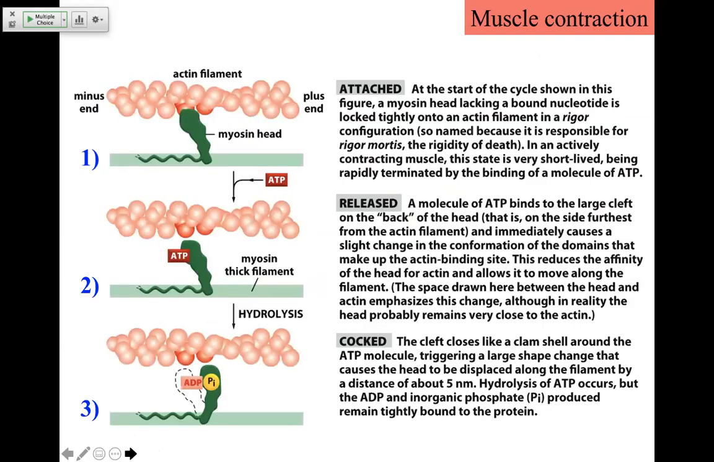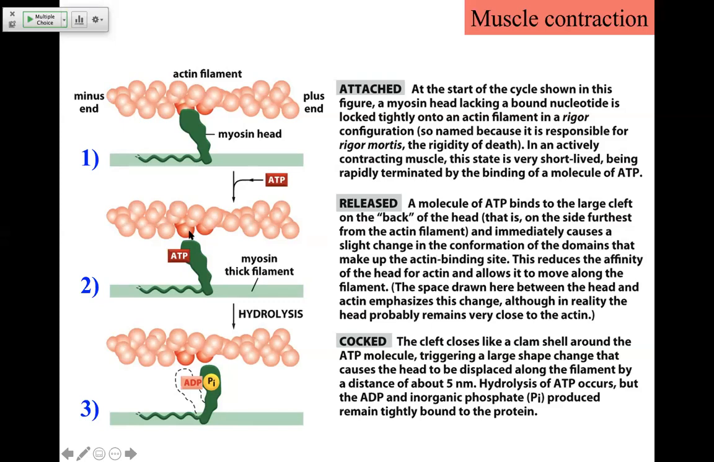We're just following one myosin head of the several hundred that are extending out of our myosin filament. This is a cycle. At the beginning of the cycle, the myosin head is attached to one of the subunits of our actin filament. And here's our plus end to the right.